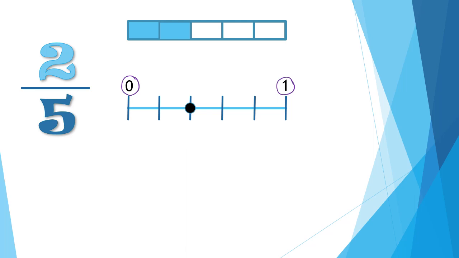Now let's count our spaces. I like to draw jumps on my number line, and that'll show me how many parts are in my whole. So I see that I have 5 parts in my whole number line, so that would make my denominator 5 in each of my fractions. Okay, and again, since I'm starting at 0, I have 0 parts, so my first fraction would show 0/5.